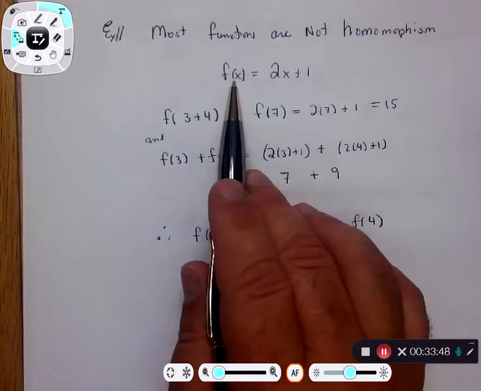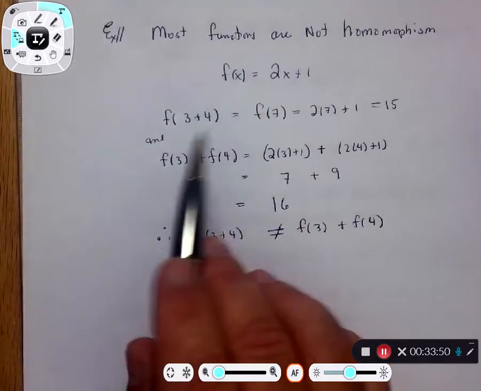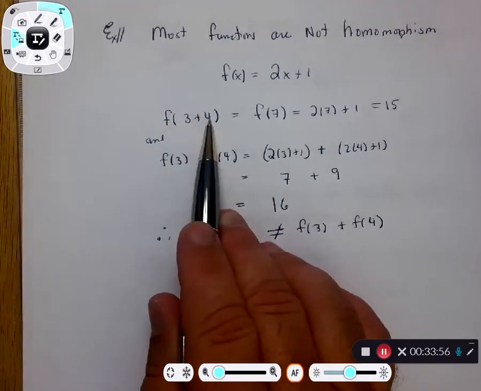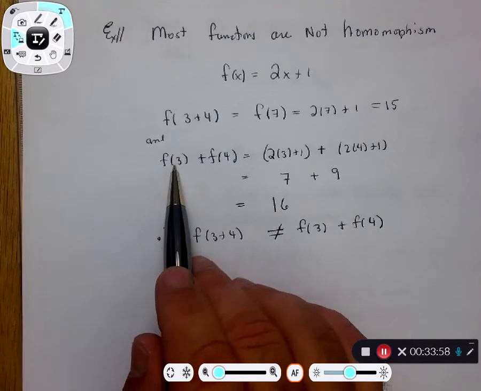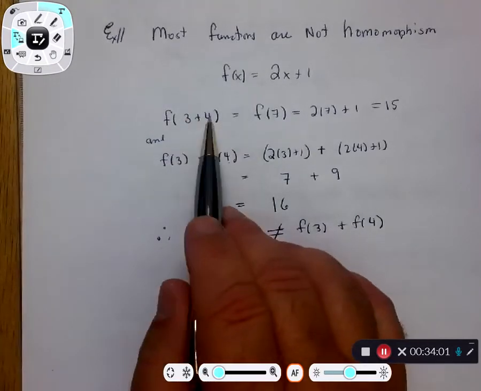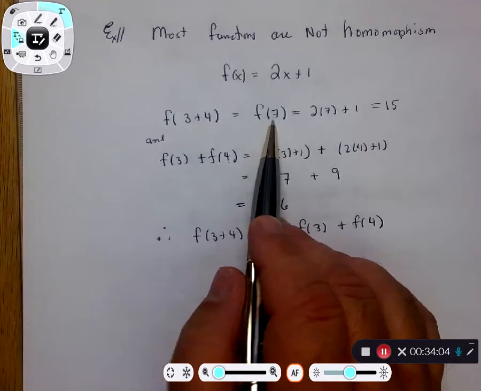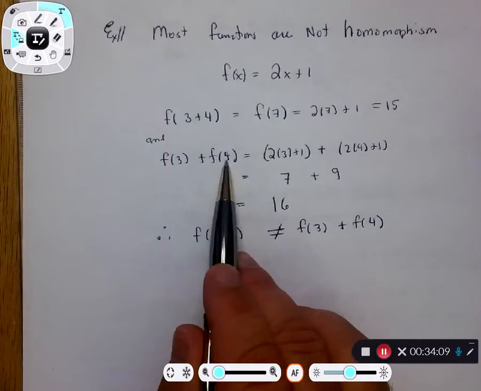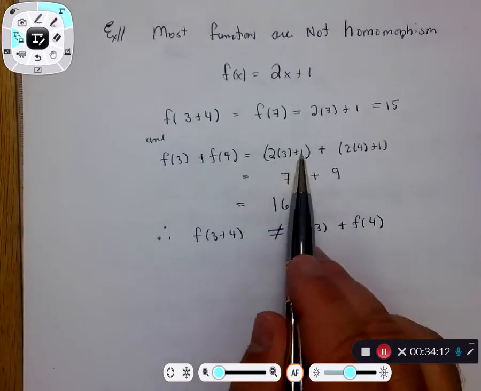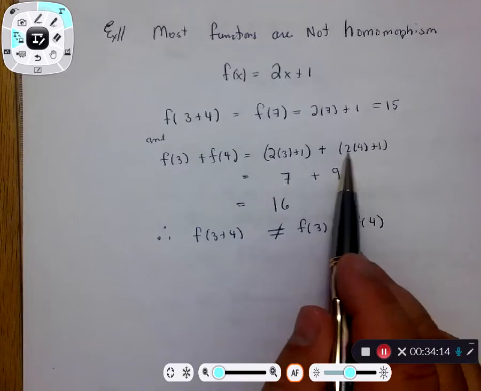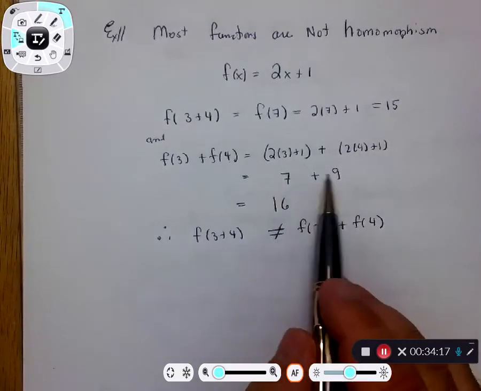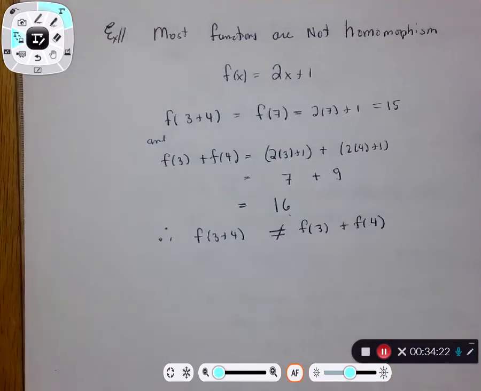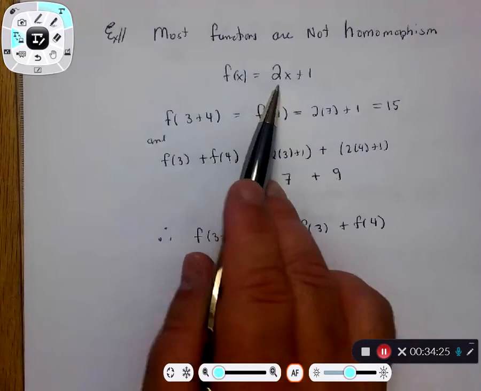See, most functions are not homomorphisms. For example, I just picked one: f of x equals 2x plus 1. Well, let's check the homomorphism definition here. Let's check what f of 3 plus 4 is and compare it to f of 3 plus f of 4. Well, f of 3 plus 4 is the same thing as f of 7. f of 7 would be 2 times 7 plus 1, which is 15. f of 3 would be 2 times 3 plus 1, which is 7, and f of 4 would be 2 times 4 plus 1, which is 9. And 7 plus 9 is 16. Since 15 doesn't equal 16, they're not equal to each other. Therefore, this is not a homomorphism.